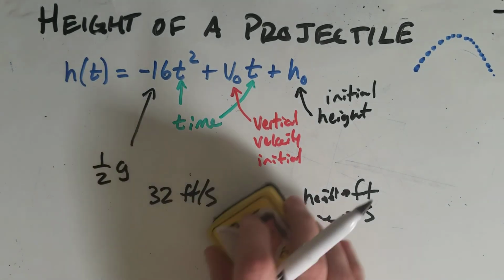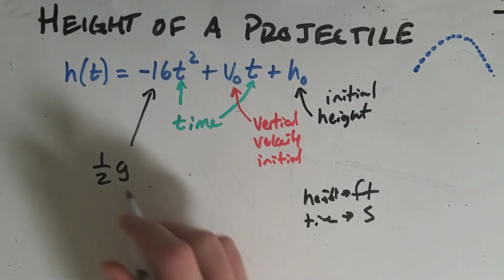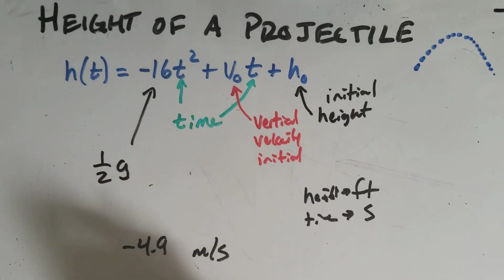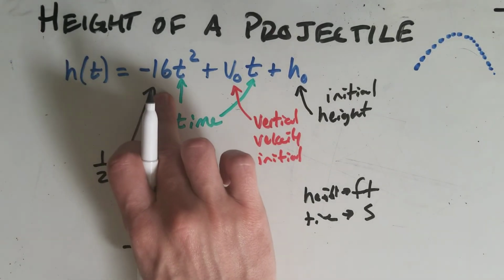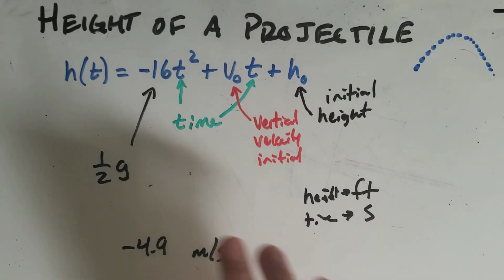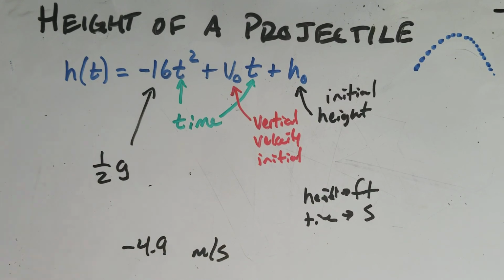If we were working in meters per second, it would be a negative 4.9. So if you see a negative 4.9 there, it just means your units have been changed to meters per second. For this video, we'll stick with the negative 16, so we'll keep everything in feet.